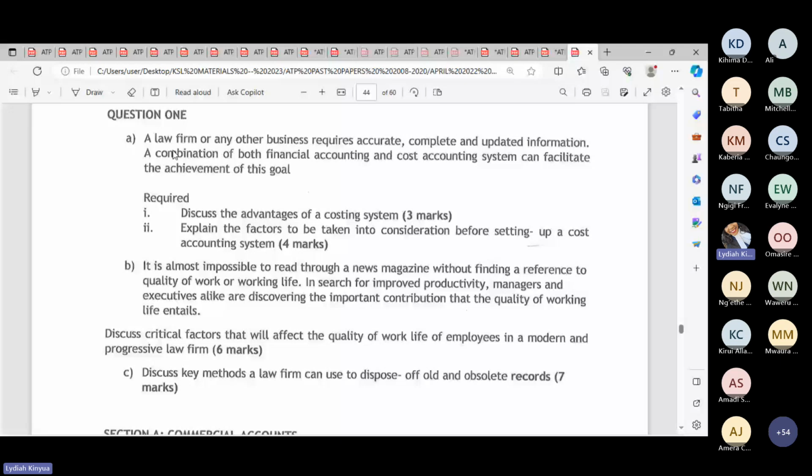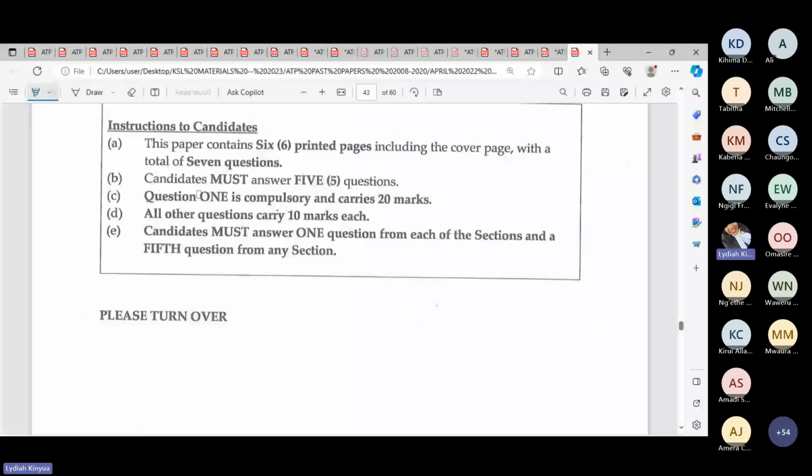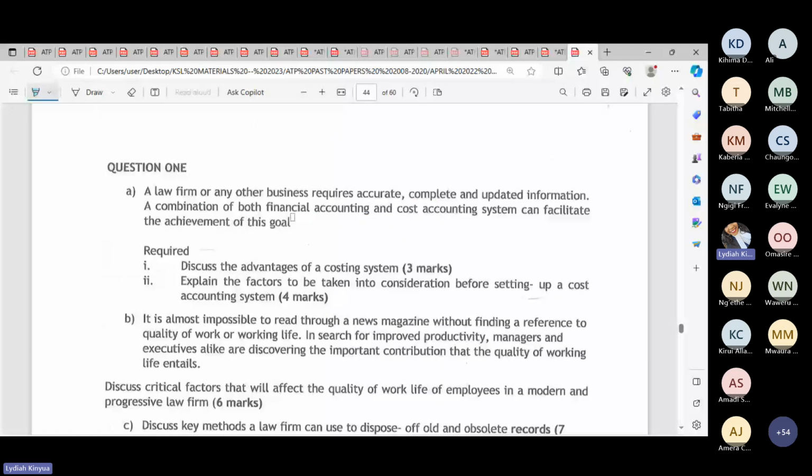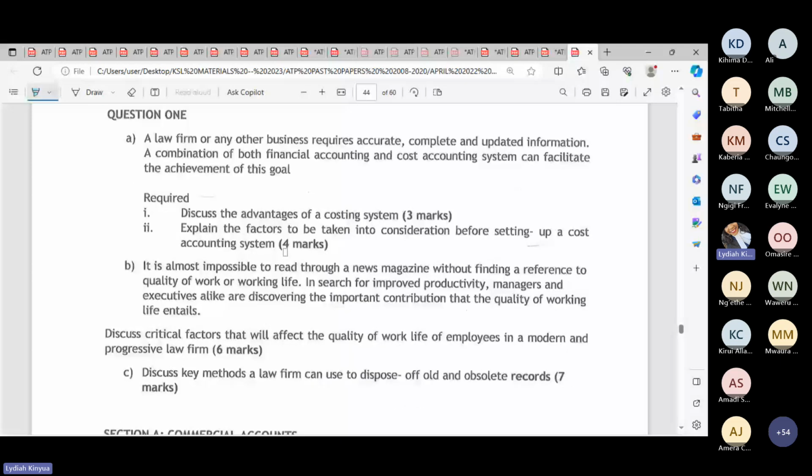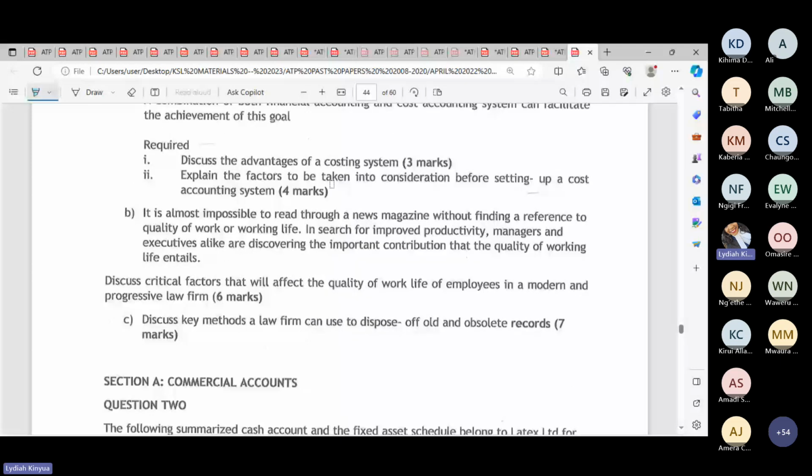So the paper, you'll be told number one. Question one is compulsory. You have to answer, even if it's accounting. You just write the things down, and then all other questions will carry 10 marks. You have to answer a question from each of the sections, okay? And a fifth question from any of the sections, which means your section A is accounting. So question one can be anything, can be theory, can be office management, human resource, or it could actually be accounting. So this is what I was telling you guys, theory for accounting.